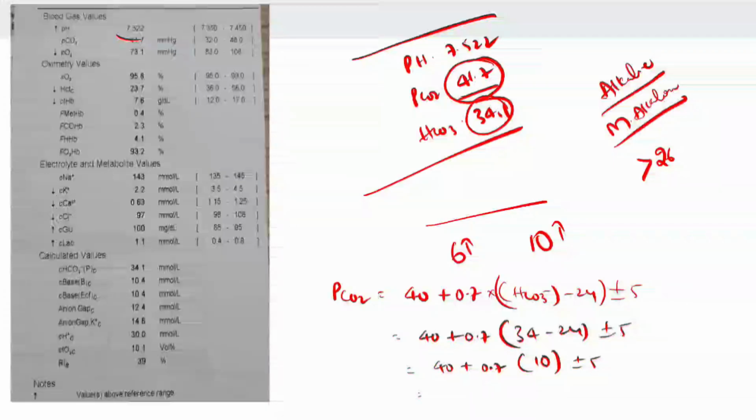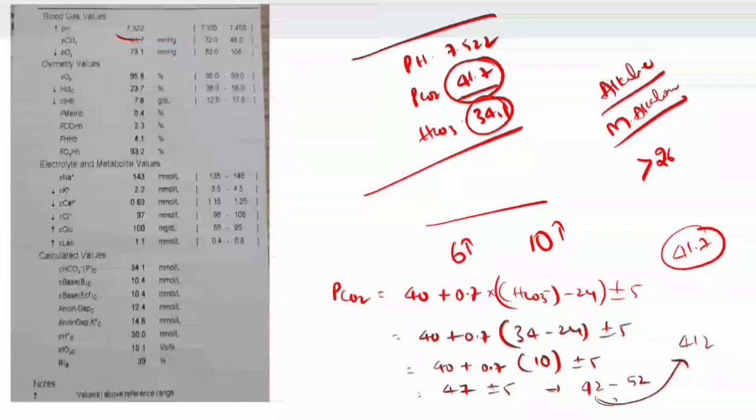So it is roughly 47 plus or minus 5, which is 42 to 52. The PCO2 we got in the ABG is 41.7. When we calculated, the range is between 42 and 52, so it is almost equal to 41.7.